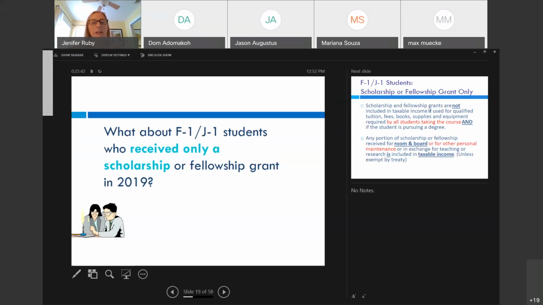All right, so let's talk about F-1 students who received only a scholarship or fellowship grant in 2019. So we're going to focus on just those taxable scholarship scenarios. This next slide or two is not going to reference earned wages.